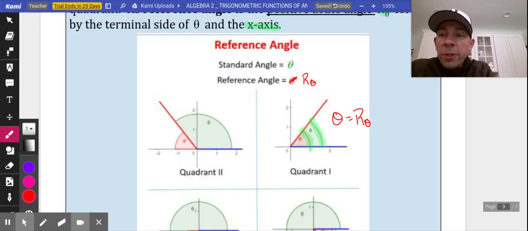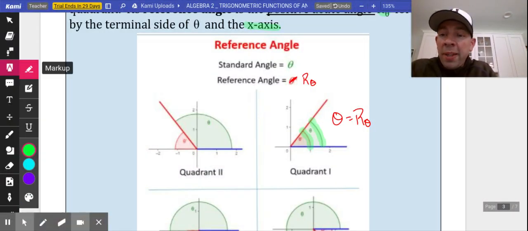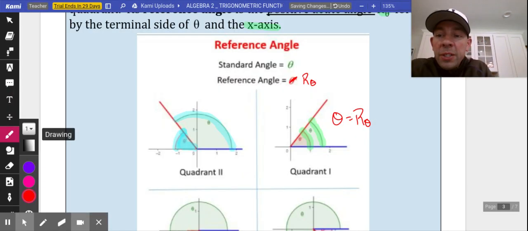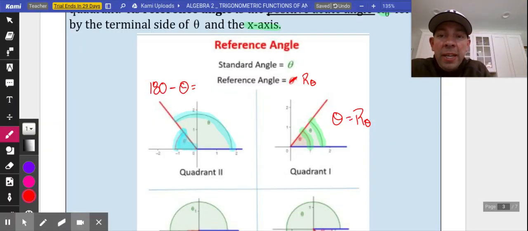Things start to get a little more interesting, as they always do once you jump out of that first quadrant. Okay, so here's my initial angle. So the distance, here's my terminal ray to the x-axis. So this sliver right here is going to be your reference angle. How do we get the measurement of that slice right there? All we're going to do is take 180 and subtract your original angle. And that's going to give you your reference angle. So 180 minus theta tells you your reference.